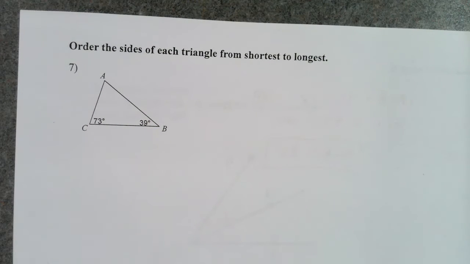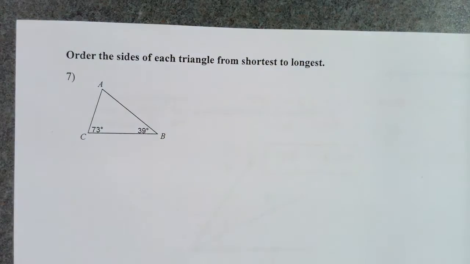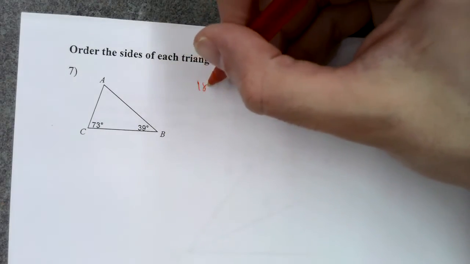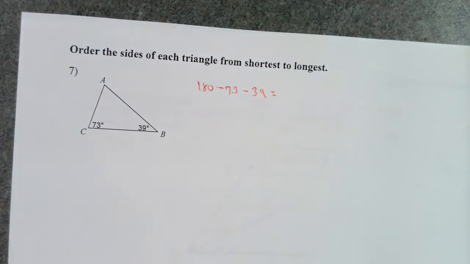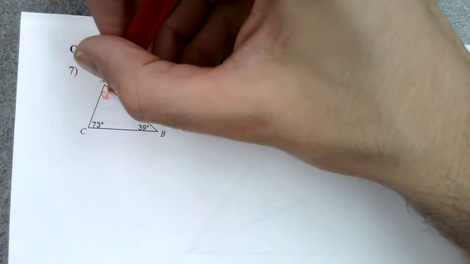Order the sides of each triangle from shortest to longest, okay? Well, first of all, you need to get this angle. All the angles add up to 180 degrees. So if I do 180 minus 73 minus 39, it gives me 68 degrees for the missing angle. So this missing angle is 68 degrees.